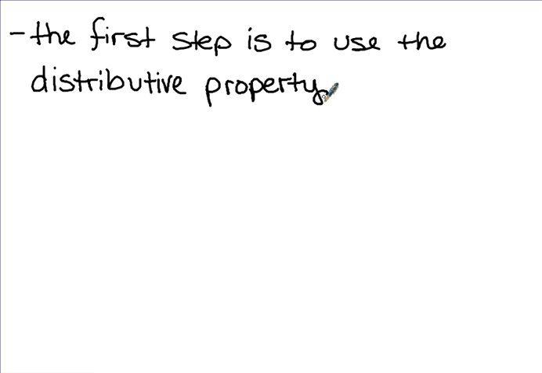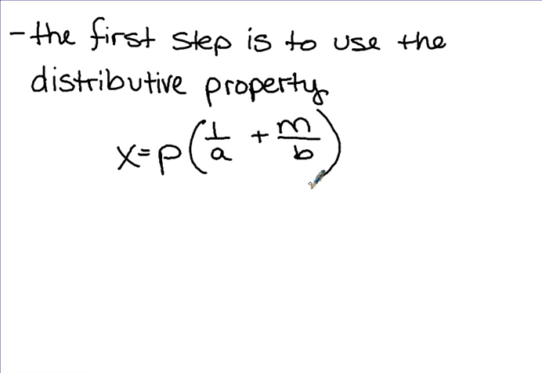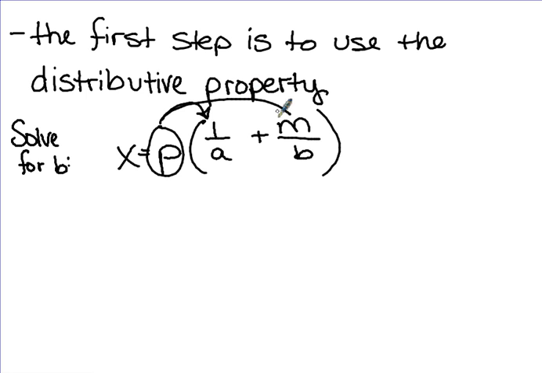Alright, let's do a couple examples. The first one is this. We have x equals p times 1 over a plus m over b. In this equation we're going to solve for b. The first step is to use the distributive property. We want to get rid of those parentheses. So we're going to distribute this p into the 1 over a and into the m over b. When we distribute that, we're going to be left with x equals p over a plus mp over b.